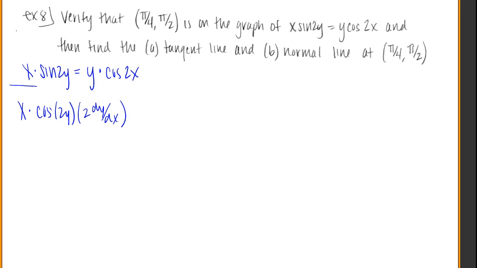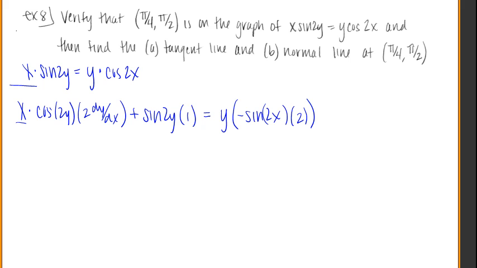Okay, so first times the derivative of the second. Derivative of sine 2y is cosine 2y times the derivative of the angle, which is 2 dy/dx. Okay, and then plus the second times the derivative of the first, which is just 1. Okay, that's going to equal, now first times the derivative of the second, and the derivative of cosine 2x is negative sine 2x, times the derivative of the angle, which is just 2, because it's just x. So first times the derivative of the second, plus the second times the derivative of the first, and the derivative of y is just dy/dx.